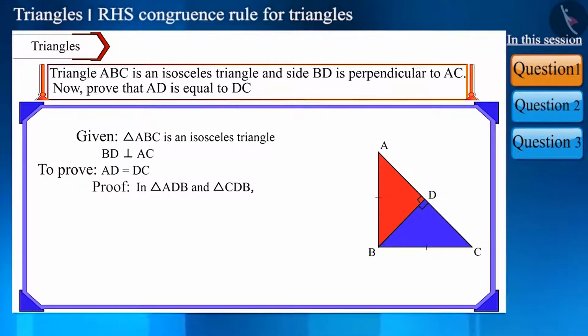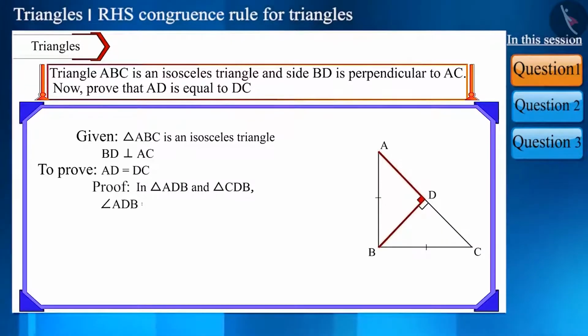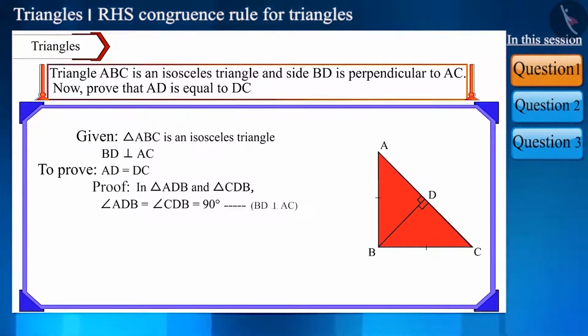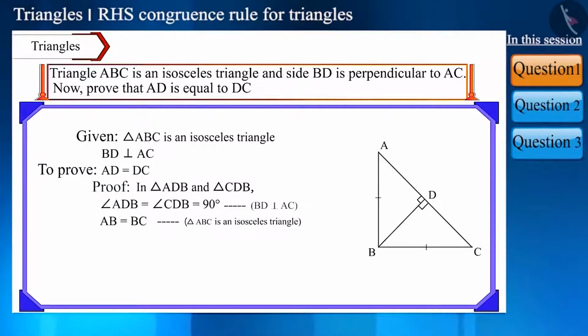Our aim is to prove that these two triangles are congruent. So let's see how to prove these triangles congruent. Since side BD is perpendicular to side AC, in triangle ADB and triangle CDB, angle ADB is equal to angle CDB, which is equal to 90 degrees. Triangle ABC is an isosceles triangle, so side AB is equal to side BC. Respectively, in both these triangles, the hypotenuse will be equal, and side BD is the common side in these two triangles.